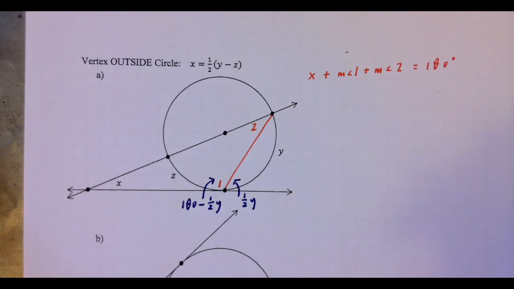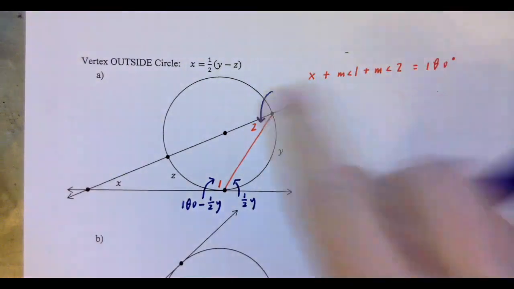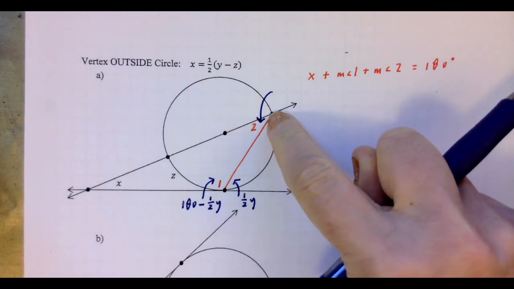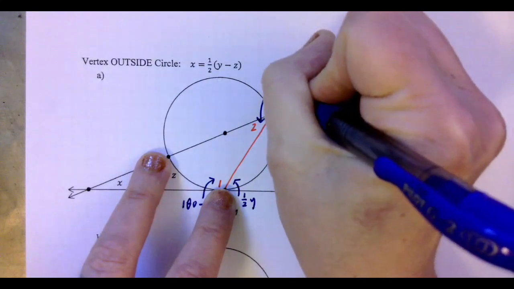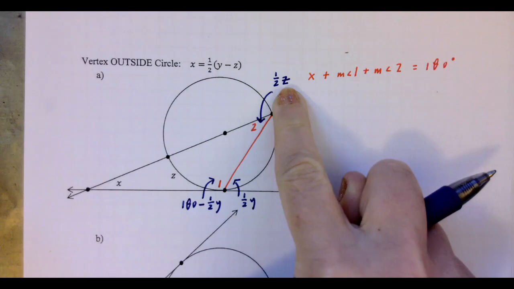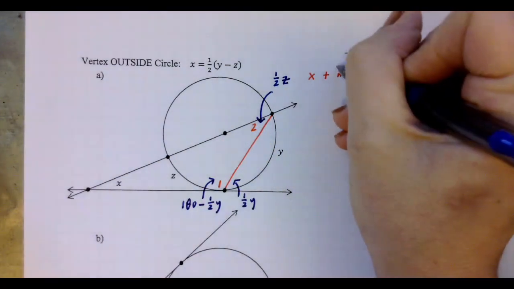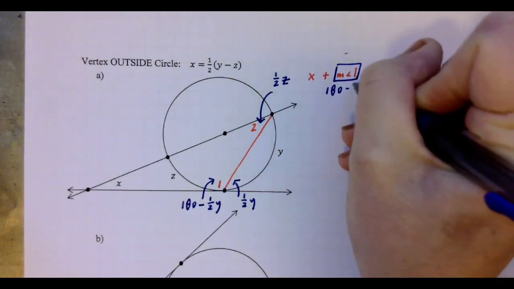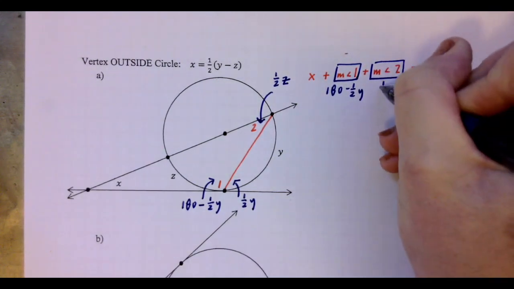Okay, if I look at where this angle is, where I've called it angle 2, put a little arrow there, I see that here the vertex is on the circle. This angle that I have as angle 2 would have to be half of z. Half of z. Right? I usually just cross it so it doesn't look like a 2. So now I've defined all of these angles as variables, and I'm going to substitute in for the measure of angle 1, the 180 minus half of y, and in for the measure of 2, half of z.